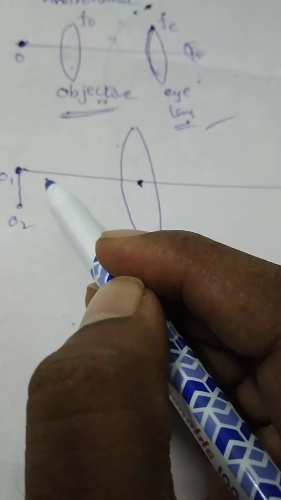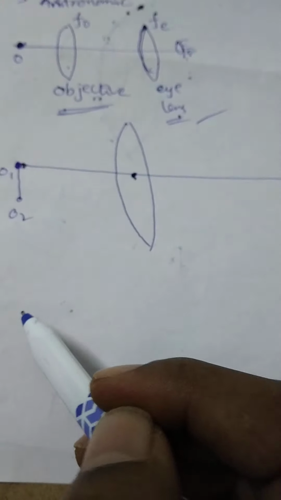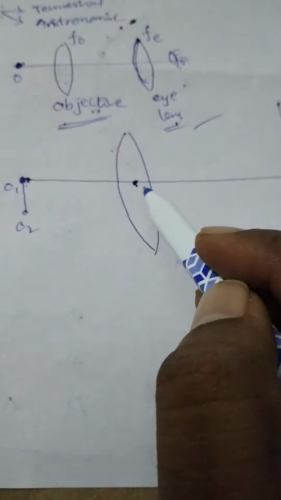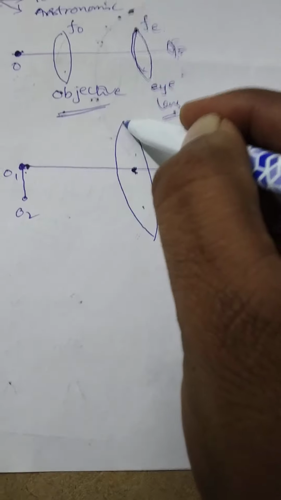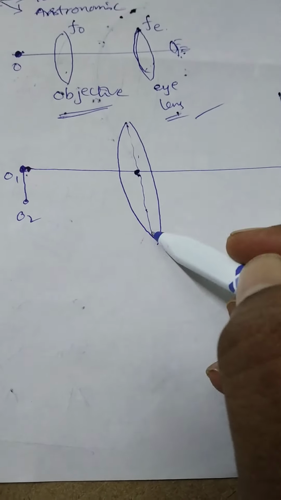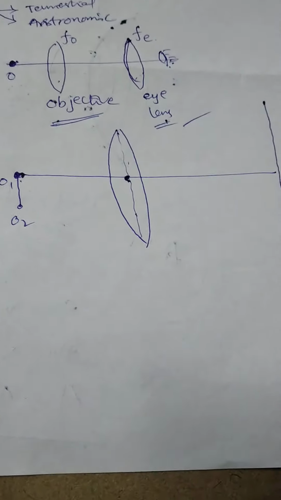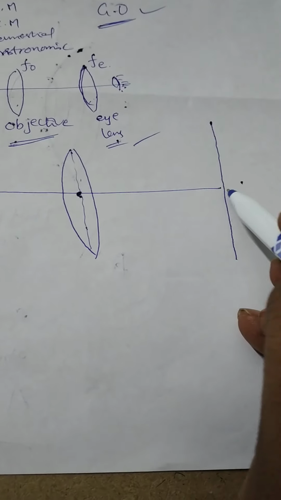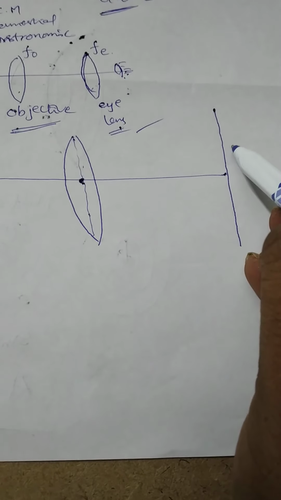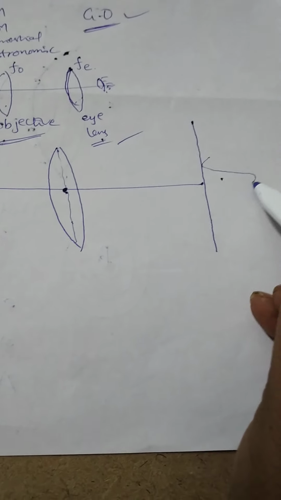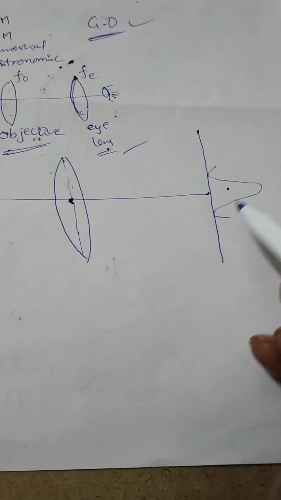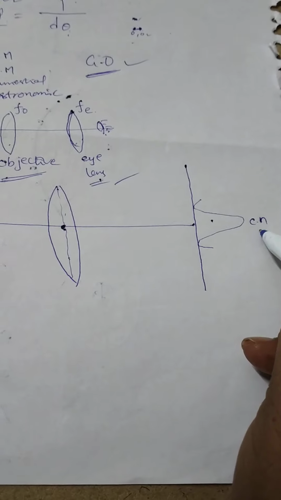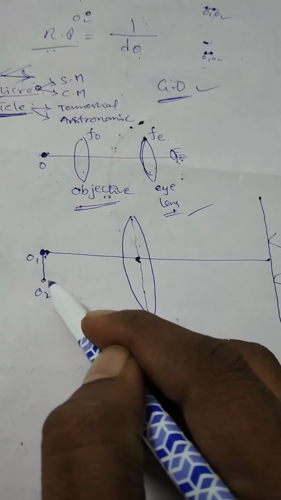Suppose here O1 is a point-wise monochromatic source. The light coming from O1 is incident on the convex lens. The total convex lens behaves like a slit. It's a transparent medium. Therefore, due to O1, the diffraction spread is observed on the screen such that this is a central maxima observed by the first light O1. This is the central maxima for O1. Similarly, this is the O2 object.